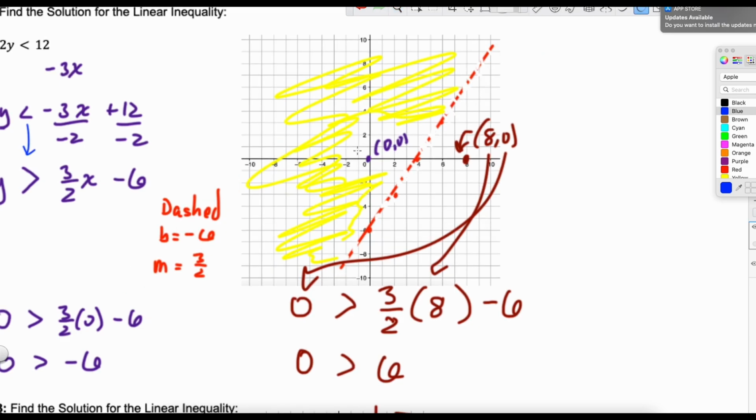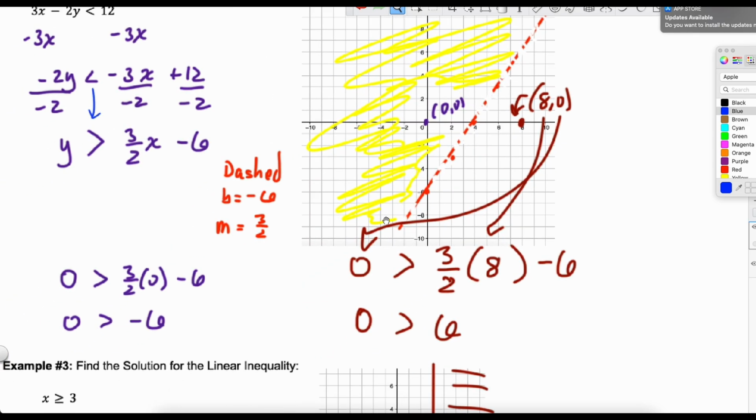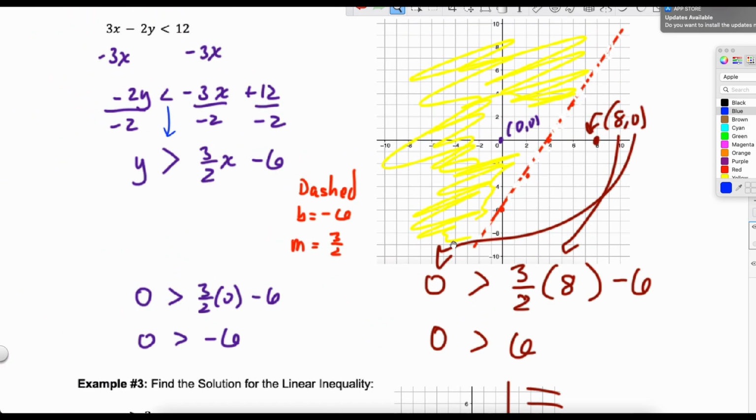0, 0 is still a very good test point because it's definitely on one side or the other of the line. It's not on the line. So I put 0, 0 in, and I get 0 is greater than 3 halves times 0 minus 6. 0 is greater than negative 6. That is true, so that works. I put a test point on the right side here just so you could see that when I put this one in, I get 0 is greater than 3 halves times 8, which is 12, minus 6 is 6. 0 is not greater than 6. This didn't work, so it still would be the other side.